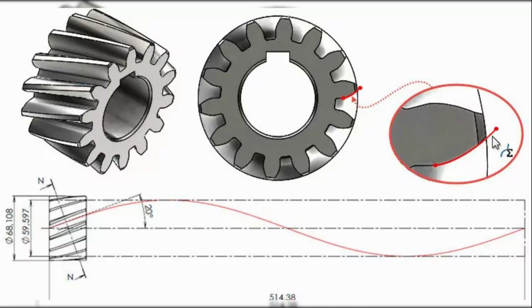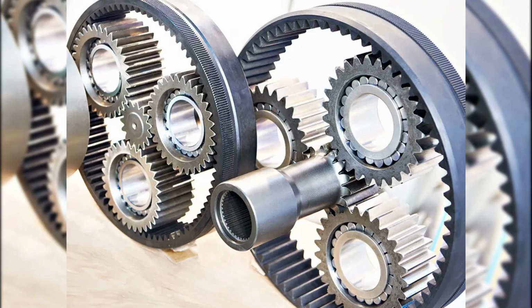However, spur gears have a limitation. When operating at high speeds, they can be noisy and create vibrations because the teeth engage suddenly. To solve this problem, engineers use helical gears. Helical gears have teeth that are angled relative to the axis. This means the teeth engage gradually rather than all at once. The result is a much smoother and quieter operation, which is why helical gears are commonly used in modern automotive transmissions. Another advanced system is the planetary gear system.